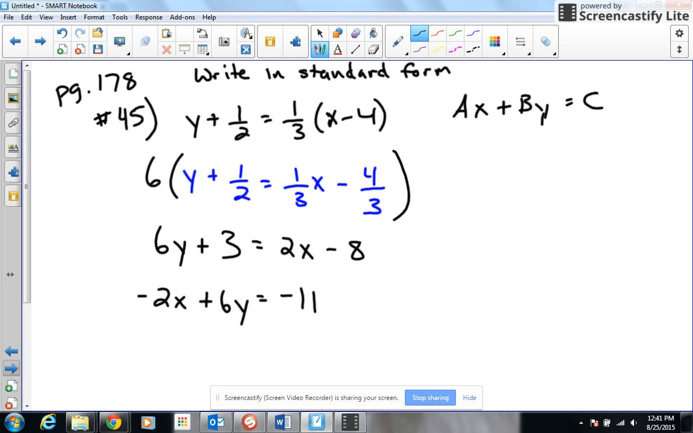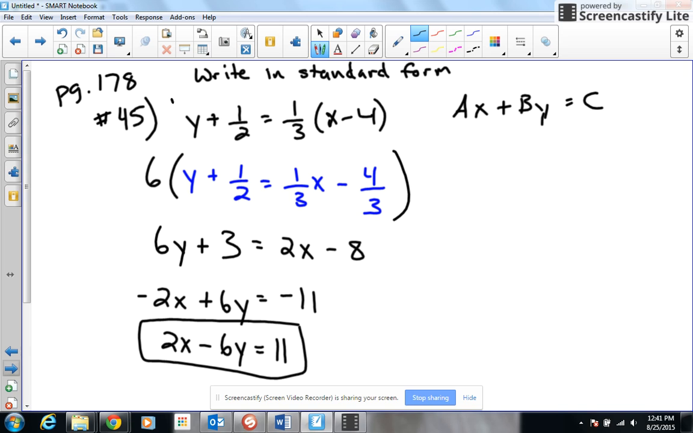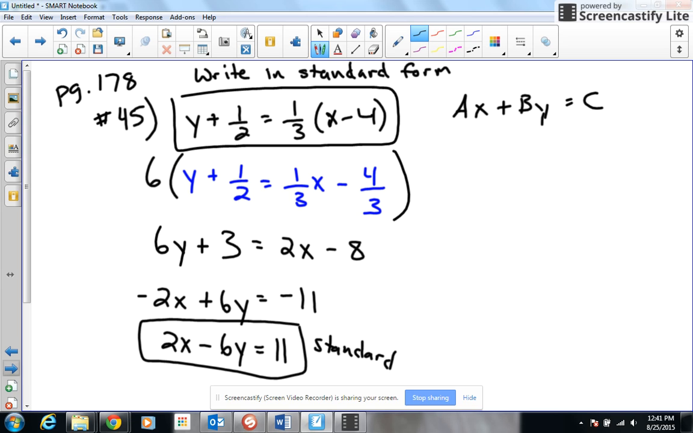And then we want x to have a positive coefficient, so I multiply everything by -1, or you can think divide everything by -1, or you can just think let's change the sign of everything. And there is the same line up here, just in standard form. So we have standard form down here and point slope form here.